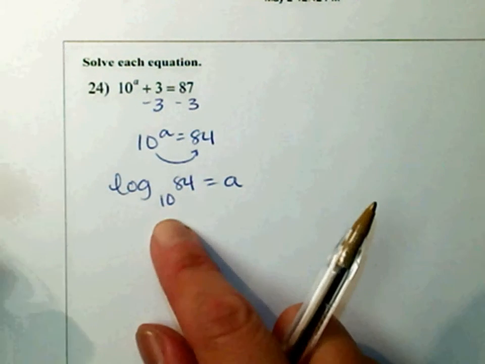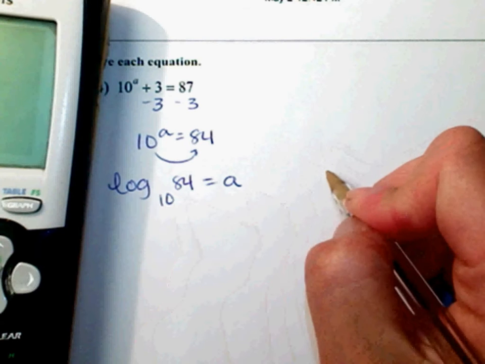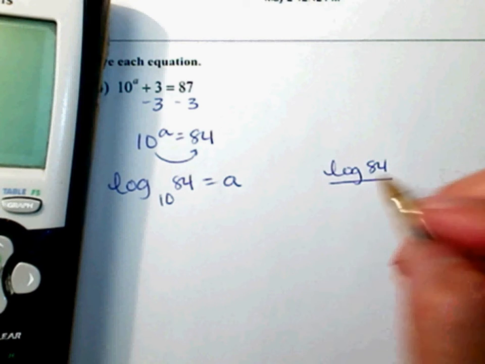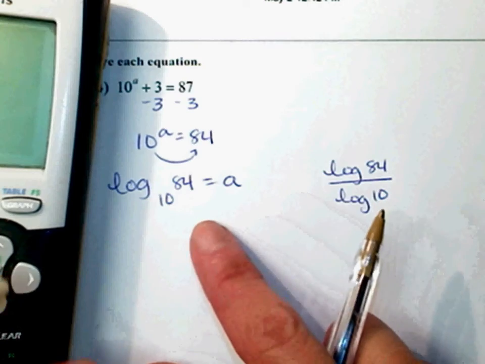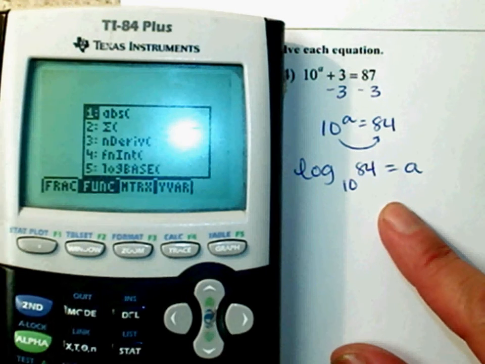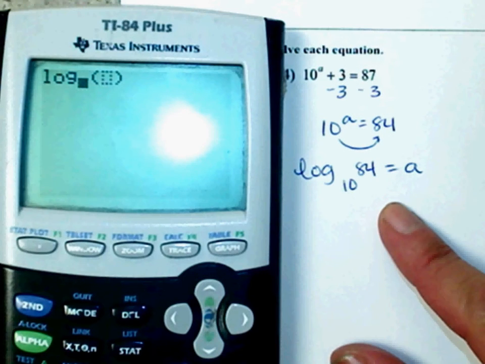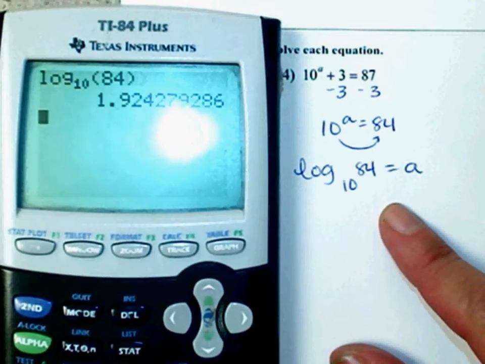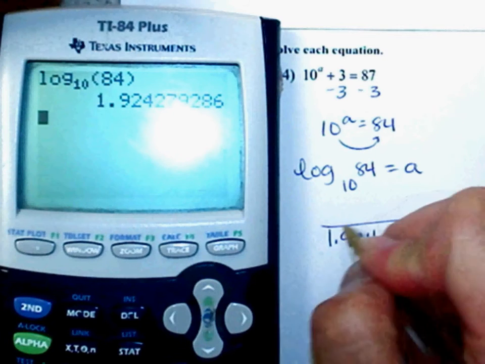All right? Now, if you have a TI-83, you would convert this to the same base. So on your calculator, put log of 84 divided by log of 10, and that will give you your answer for a. But if you have a TI-84, you can just type that in. You type alpha, window, see how it says log base, number 5, okay? And then plug in 10, right click to 84, and a comes out to be 1.924. And there you have your solution.